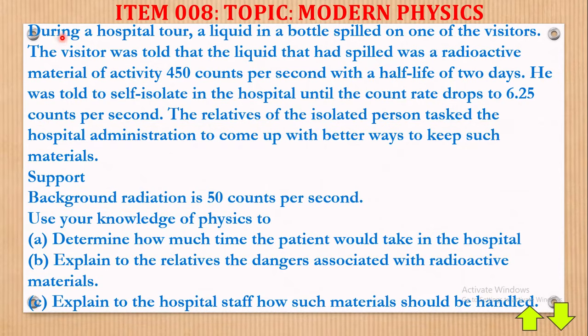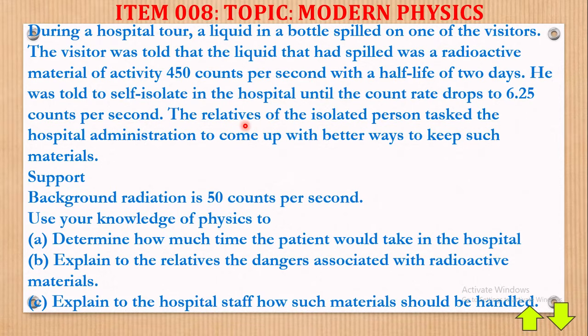So now they're saying, during a hospital tour, item 008, coming from the topic modern physics: during a hospital tour, a liquid in a bottle spilled on one of the visitors. The visitor was told that the liquid that had spilled was a radioactive material of activity 450 counts per second with a half-life of 2 days. He was told to self-isolate in the hospital until the count rate drops to 6.25 counts per second.